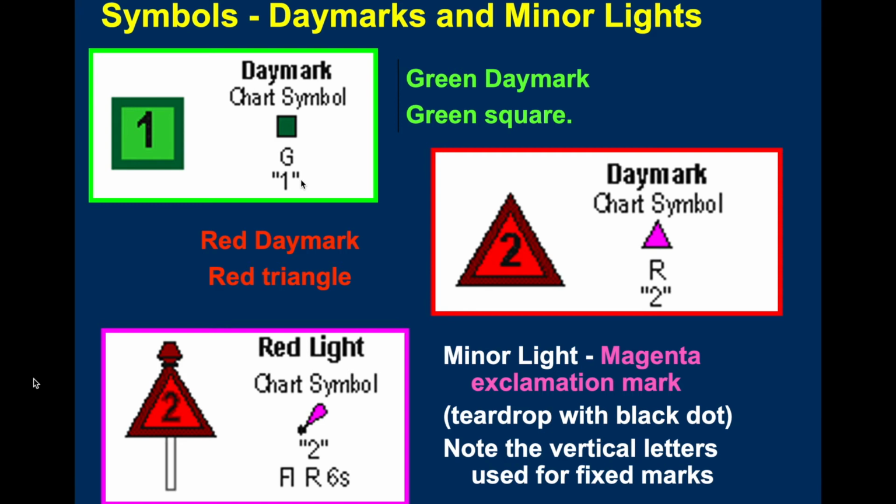Day marks and minor lights. This is a day mark. It's got no light on it. It's just a green square, green number 1. Here's a red number 2, a red or magenta colored triangle, red number 2. Here's a light. Lights look like exclamation points. And this is whether it's a lighthouse or a small light like they're showing here. The light characteristics: flashing red 6 seconds.